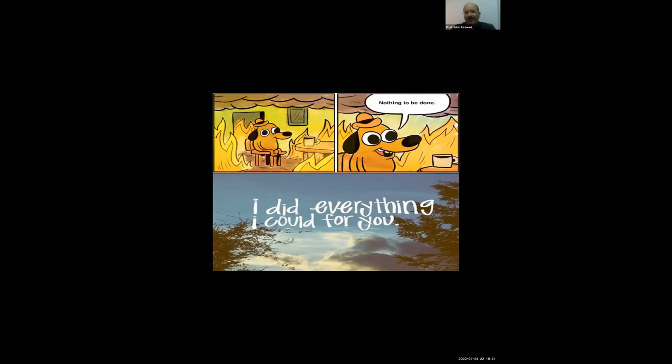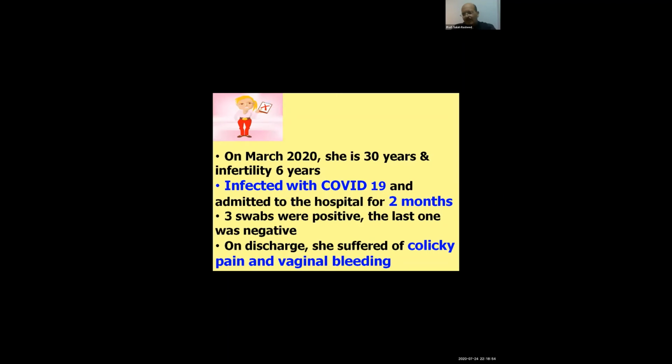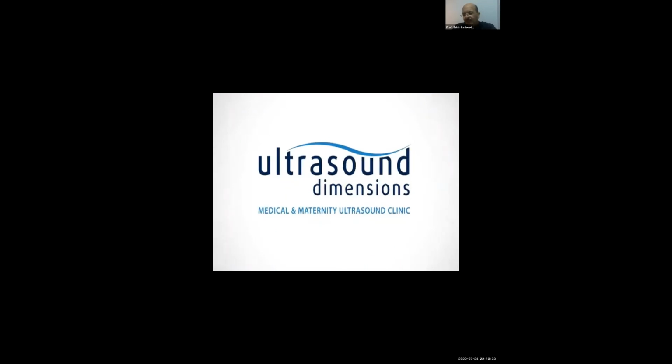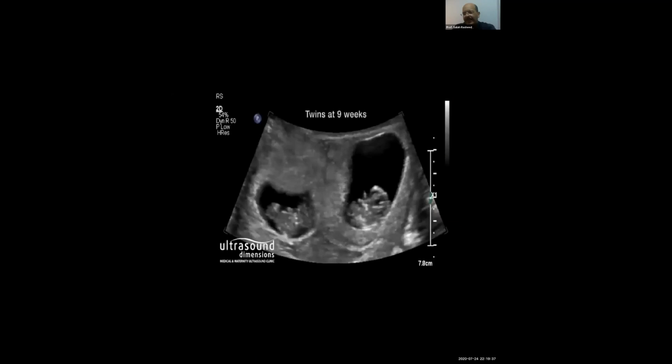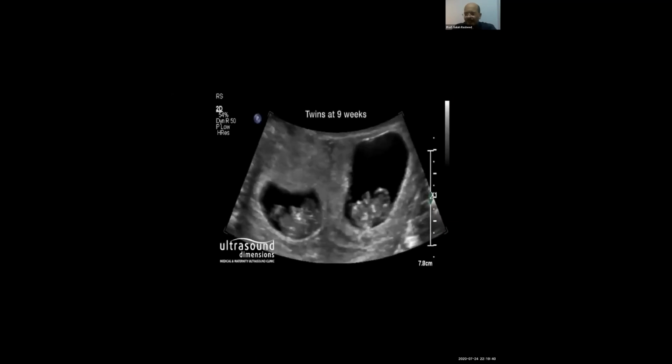We have the last chapter, which was tragic actually, and very exciting. About 4 months ago, she was 30 years old and had 6 years of infertility, and unfortunately, she acquired a COVID-19 infection and was admitted to the isolation hospital for about 2 months. She had 3 swabs, all were positive, but fortunately, the last one was negative. Before discharge from the hospital, she suffered colicky abdominal pain associated with vaginal bleeding, and her gynecologist examined her and found this very exciting finding. She was spontaneously pregnant with twins, and both are viable.